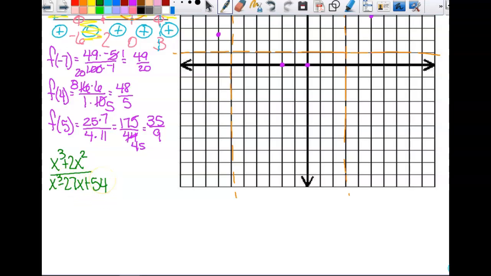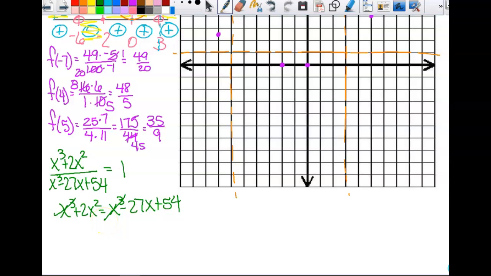What do I set that equal to? 1, because my asymptote is y equals 1. All right, 1 is great. So then I just multiply both sides by the denominator. We get x cubed plus 2x squared equals x cubed minus 27x plus 54. So now I just start to solve. Subtract x cubed from both sides, those zero out.